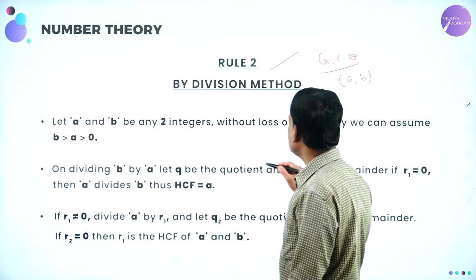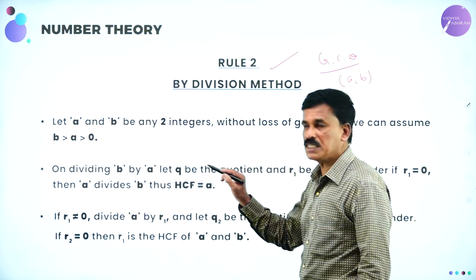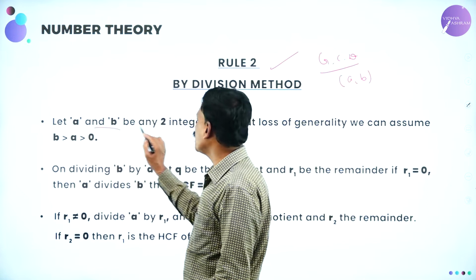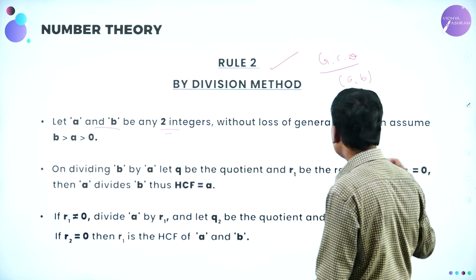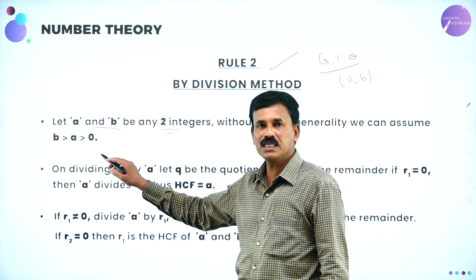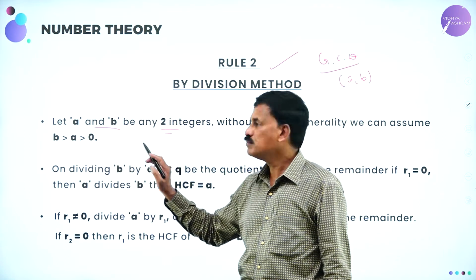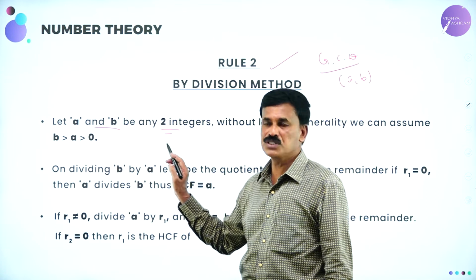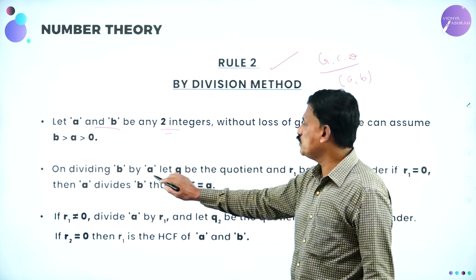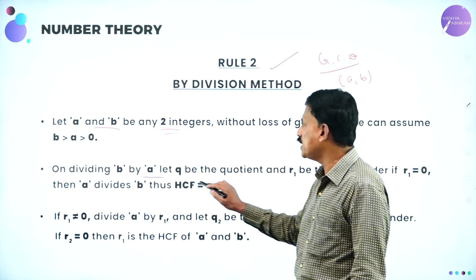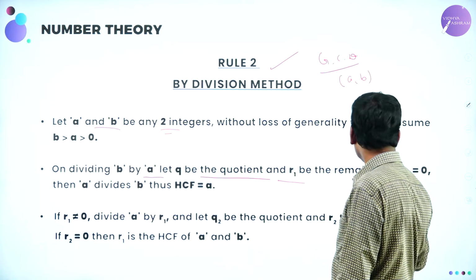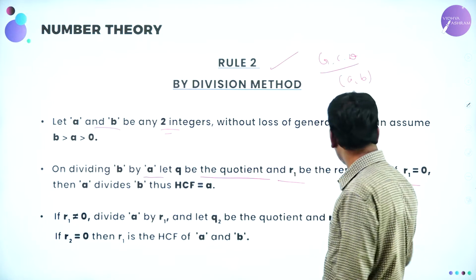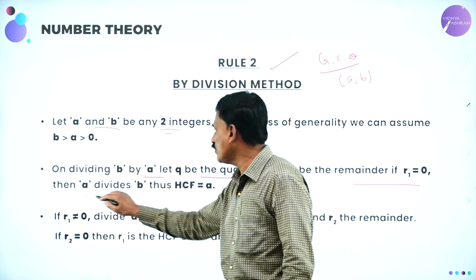Now to find the GCD of two numbers, let us consider any two integers. Let A and B be any two integers. Without loss of generality, we can assume that B is greater than A, which is greater than 0. Now on dividing B by A, let Q be the quotient and R1 be the remainder.